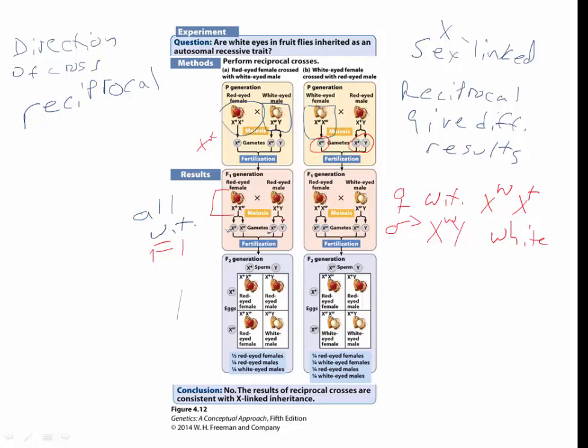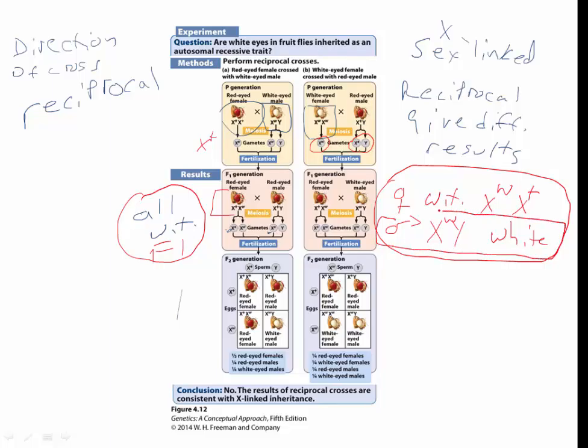So a couple things are going on here. Notice that the results are different. If we do the cross in one direction, we get all wild-type F1. If we do the cross in the other direction, the reciprocal cross, we get half of our flies are wild-type and half of them are white. And not only that, the white trait is linked with sex. Only males are getting the white-eyed mutation. So even if we did just this cross on the right, and we see this difference between males and females, that tells us that it's an X-linked trait, because males and females don't give you the same thing.